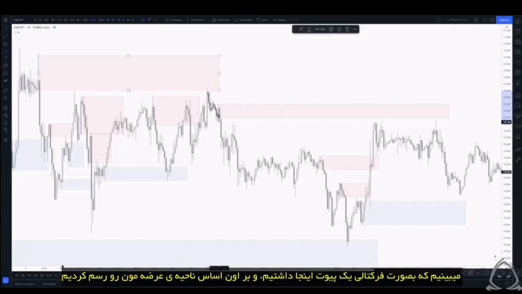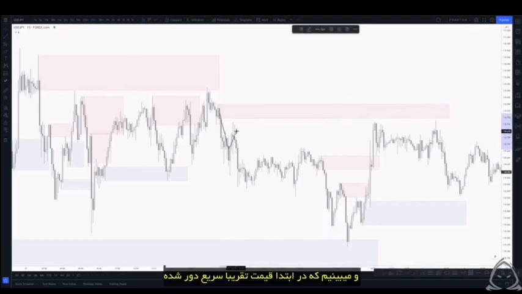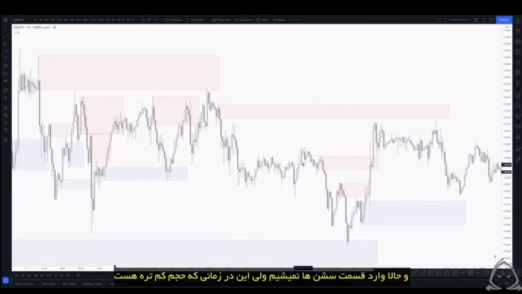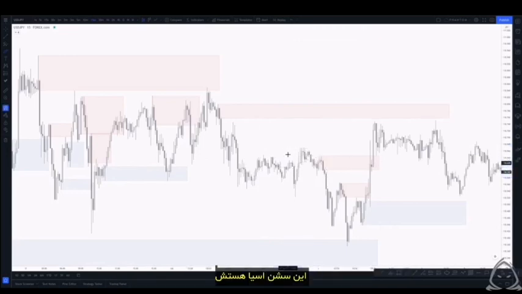As we came down, we can see more fractally, we had a pivot here, and that's what we drew our supply zone based on. And what we can see is price sort of moved aggressively away initially, and then we started to consolidate. We created this range. And not going too much into session times, but this does fall within a lower volume sort of period. This would be the Asian session. So a lot less volume.